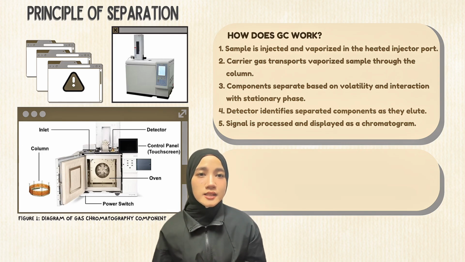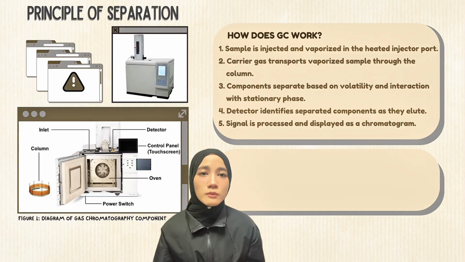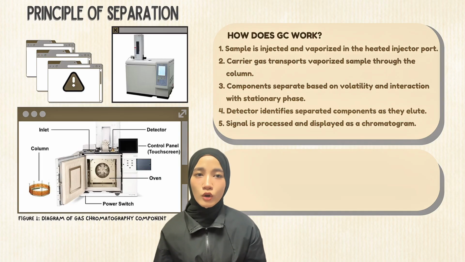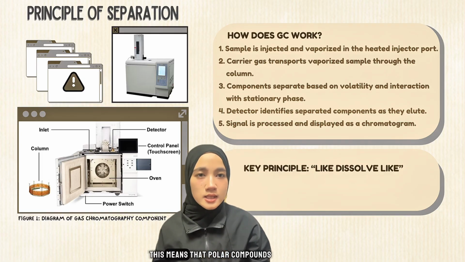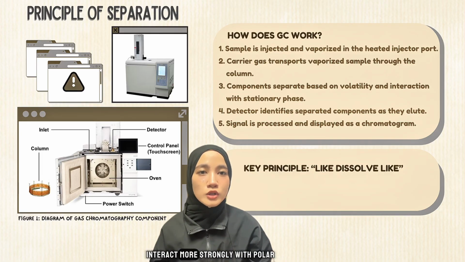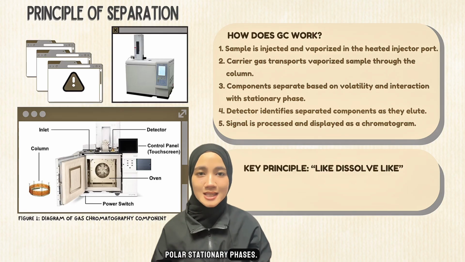Step 4. As each separated component exits the column, the detector identifies them as they elute. The detector produces an electrical signal proportional to the amount of compound passing through it. Finally, the signal is processed by a computer and displayed as a chromatogram, a graph showing peaks representing each separate component. Like dissolves like. This means that polar compounds interact more strongly with polar stationary phases, while nonpolar compounds interact more with nonpolar stationary phases.